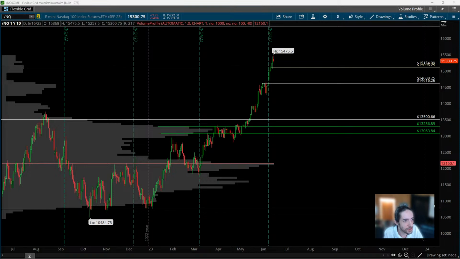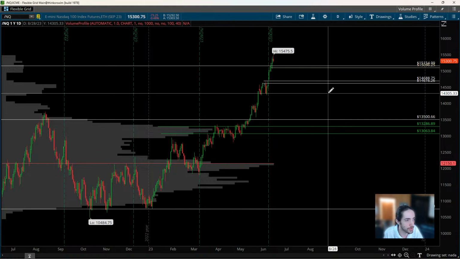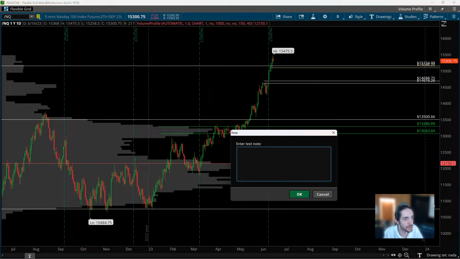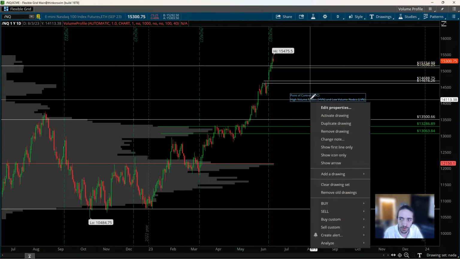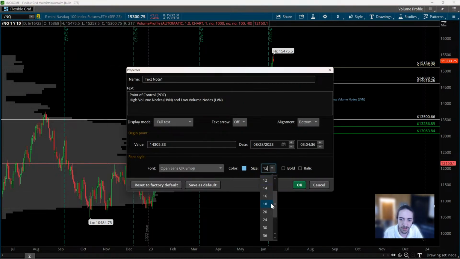All right, so high volume nodes. I do have some notes up, so I will do some notes for you guys. Just like definitions, I guess. Point of control. We've got value area. I'm not a big fan of value area, but I do like the high volume nodes and low volume nodes. So we'll put that there, and I'll make that a little bigger for y'all.